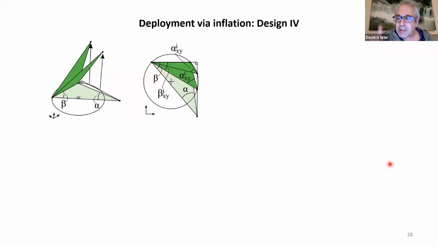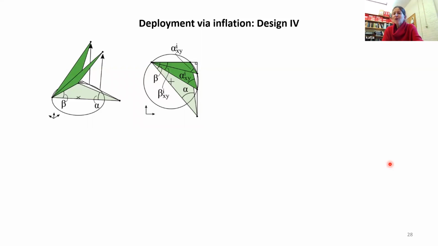Excuse me. There's a question in the chat from Tabasco, which is: how does the presence of certain defects with positive or negative curvature at the vertices influence the bistability? Good point. Good point.